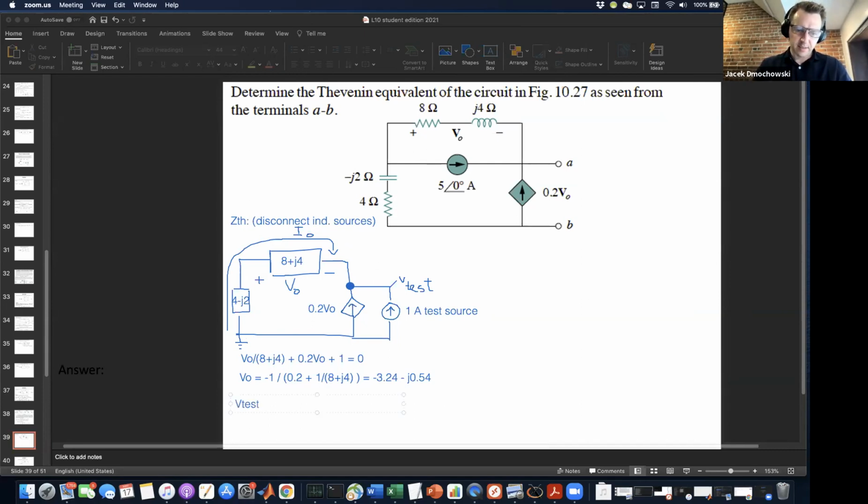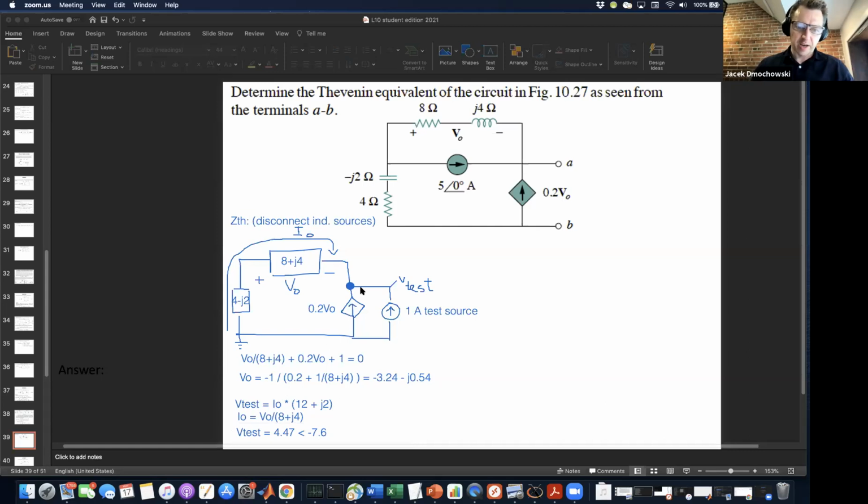So V test is going to equal I naught times 12 plus J2. And how did I get 12 plus J2? I just added up 4 minus J2 and 8 plus J4. Now, what is I naught? Well, I naught is just V naught over 8 plus J4. Someone's had enough already. And so V naught is defined over here. So when you carry out this arithmetic, you get that V test is equal to 4.47 angle negative 7.6 degrees.